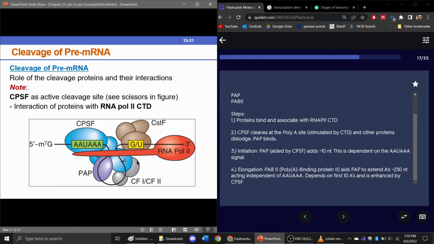All those cleavage enzymes that I listed above are all working together to do this, but I'm guessing just CPSF is the one that actually does the enzymatic reaction to cut it. But all the cleavage factors are obviously assisting in the cleavage. And it's the association with the CTD that's going to be stimulating the cleavage to actually happen. All right, so now you have cleavage happen, right? So cleavage is really the first step.